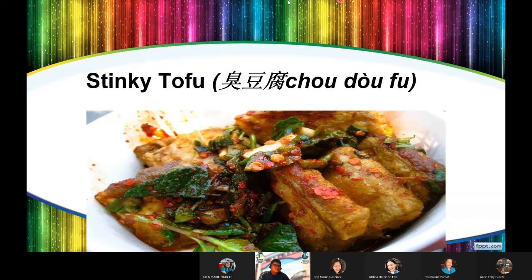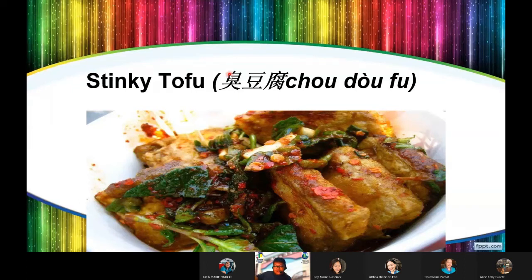This is usually fried, usually sold as street food in China or even in Taiwan. In Taiwan there's also chow tofu, the stinky tofu. Imagine the smell of stinky tofu, like the smell of stinky feet.